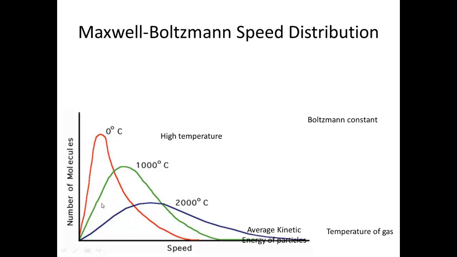When you look at the one that's 1000 degrees, there's a very strong peak here. The average is going to be somewhere like this, and we have fewer particles that have high speed. When it's 0 degrees, there are even fewer at high speed. We have this characteristic shape, which is not exactly a normal distribution. It's kind of skewed to the left.